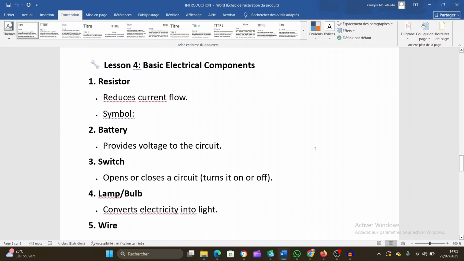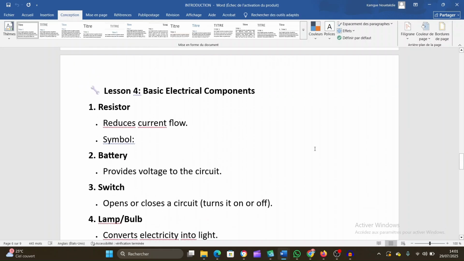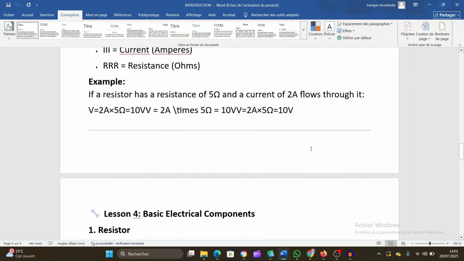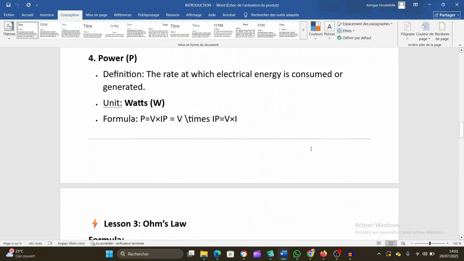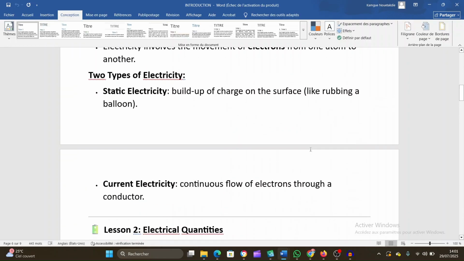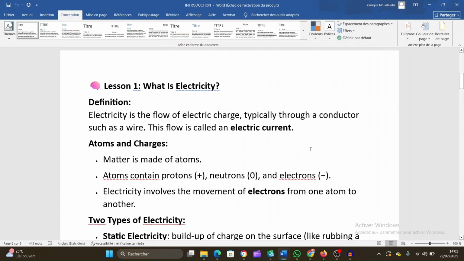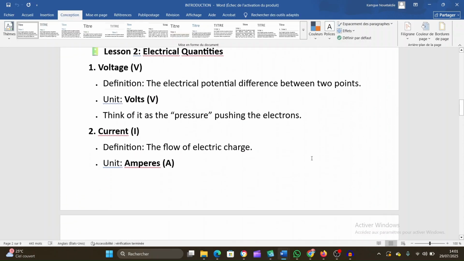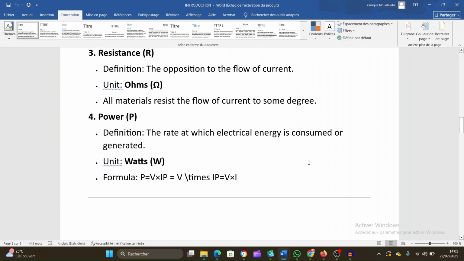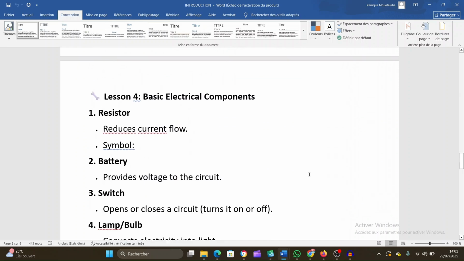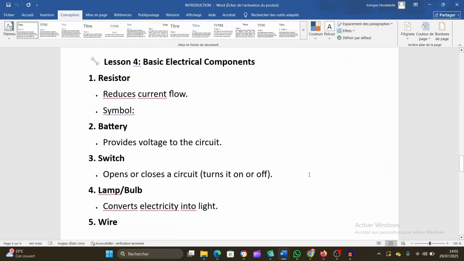With time I will show you the symbol of a resistor. You remember the other quantities. When we talk of quantity, we mention resistance. Now we are talking about a component, the resistor. So don't get confused. When we talk about electrical quantities, we talk about resistance, which opposes the flow.